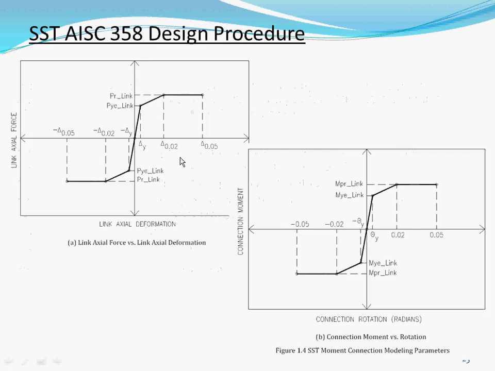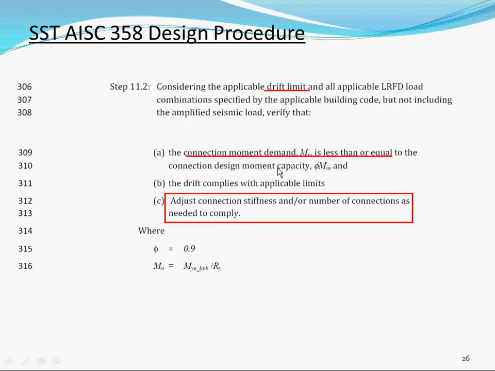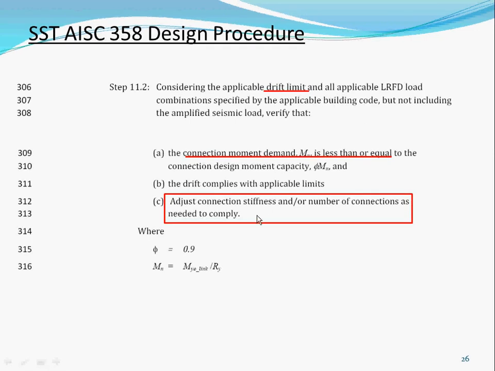When after they put in this curve, then they have to check the drift based on that curve. So now that's the actual stiffness that they're doing to check the frame. Okay, if the connection and check the MU and MY, if the drift doesn't check, or we're saying adjust the connection stiffness or number of connections that needed to comply. What we're just trying to say is, if your drift doesn't check, adjust your value a little bit more, try another one or try another column to make it work.